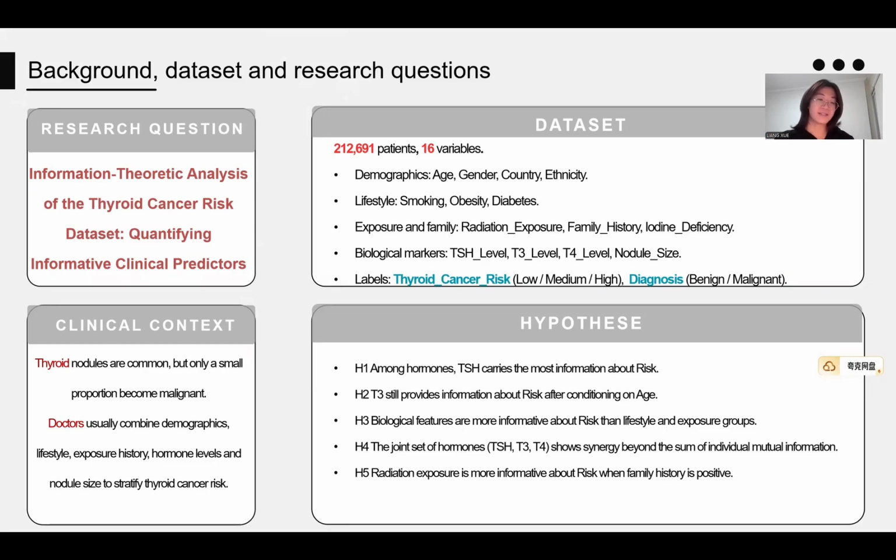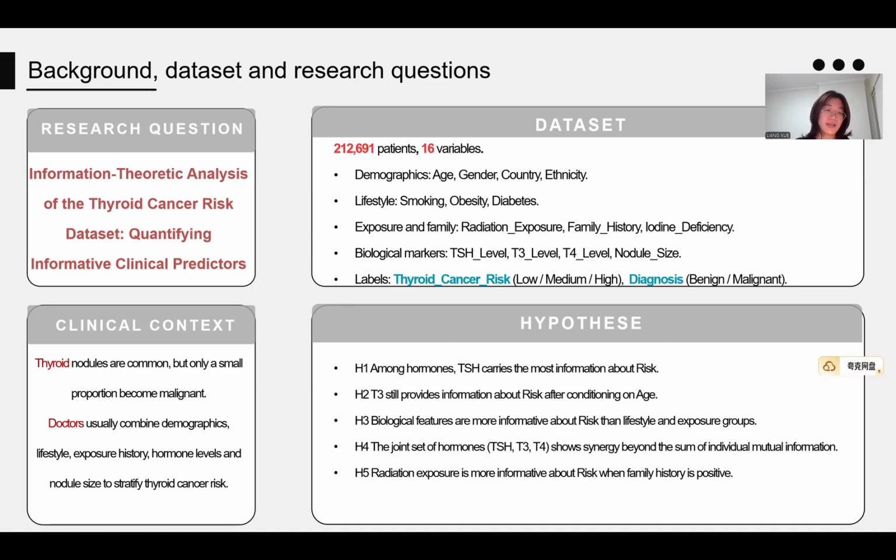The dataset has 212,691 patients and 16 variables: demographics, lifestyle, exposure, family history, and biological markers, plus labels for three-level risk and diagnosis. From this, I define five information hypotheses.